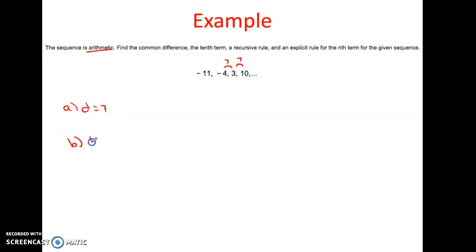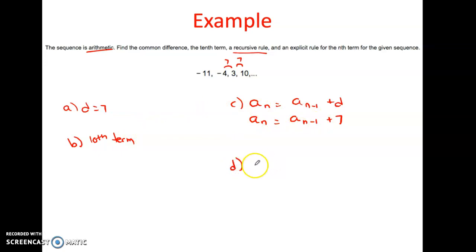Again, I'm going to table the 10th term because I don't want to keep adding it. It takes too much time. So I'm going to now look for the recursive rule, which is a sub n, and then take the term right before it, n minus 1 plus d. So it's going to give us a sub n equals a sub n minus 1 plus 7. And the difference you could subtract. If you subtract, you'd have minus 7, by the way.